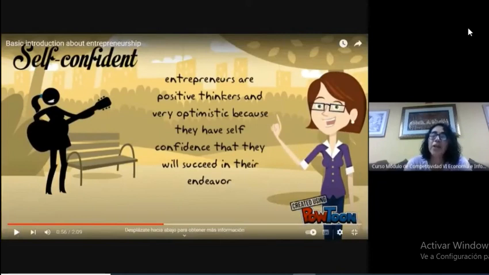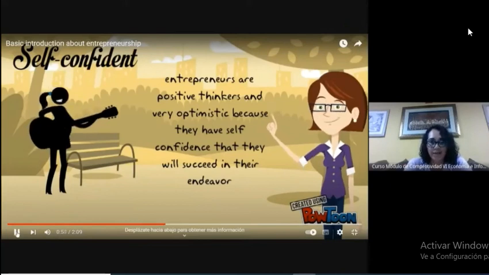This is a really important characteristic, being self-confident. You need to trust in yourself. Entrepreneurs are positive thinkers and very optimistic because they have self-confidence that they will succeed in the interview. So you need to trust in yourself. You need to trust in the decisions that you take and the ideas that you have.